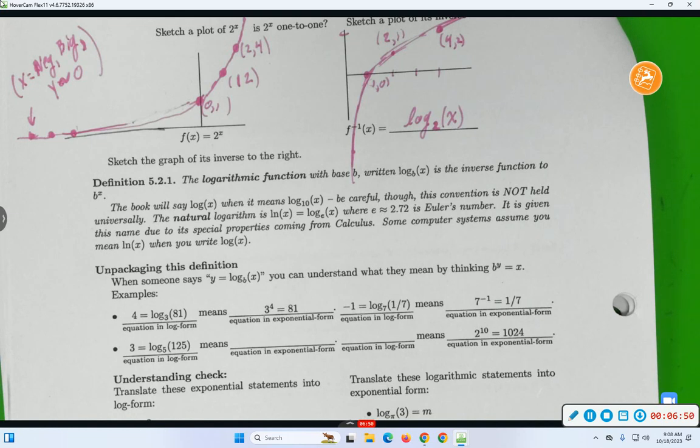If you're going into a field more closely related to mathematics, the most natural base is going to be base e, and that's because of really nice properties coming from calculus. But different problems are appropriate for different bases, as we'll see as we progress.